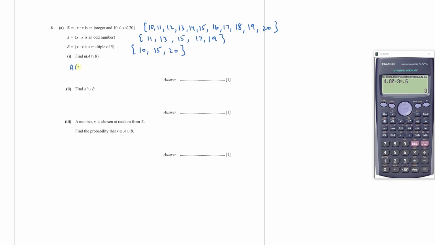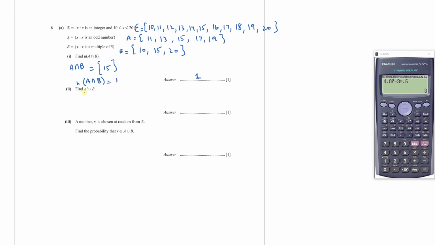So let's first find A intersection B. What are the common elements between A and B? This is A, this is B, and this is the universal set. 11 is not present, 13 is not present, 15 is one element that is common, 17 is not present, 19 is not present. So how many elements are there in A intersection B? The number of elements is just this one, 15. So your number of elements will be 1.